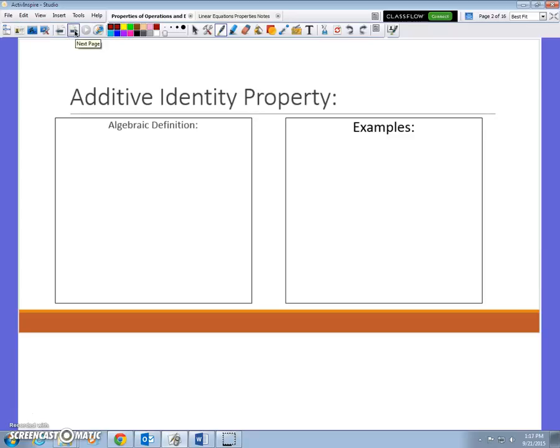The additive identity property. Now, whenever you see identity, I want you to think that it has to keep its identity. Okay, there's an addition one, and there's also a multiplication one. So when you see the identity property, you need to be thinking it has to stay the same. So when I say algebraic definition, a plus 0 equals a. That's what it's saying. That's all it is. Okay? Basically, it's saying when you add 0 to something, it stays the same.